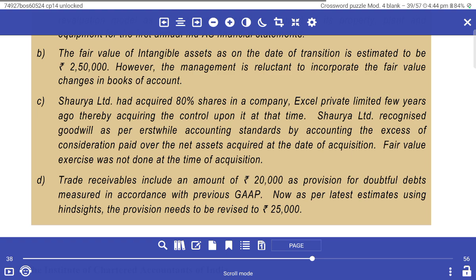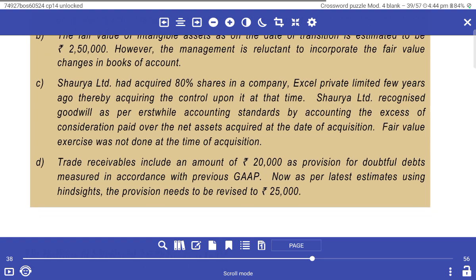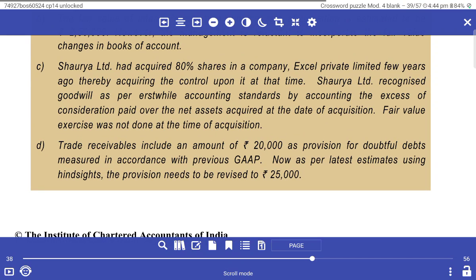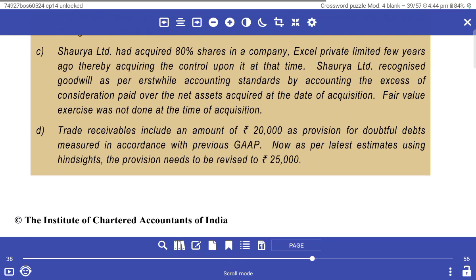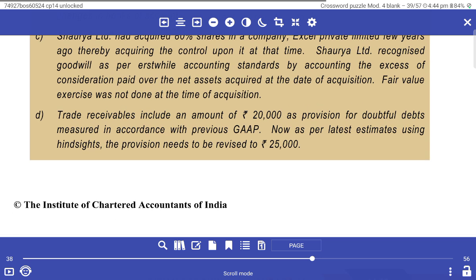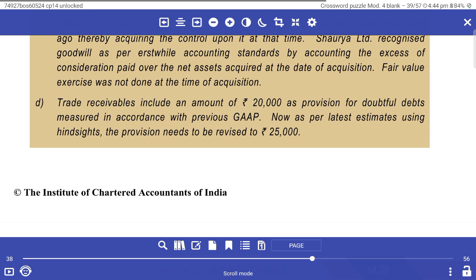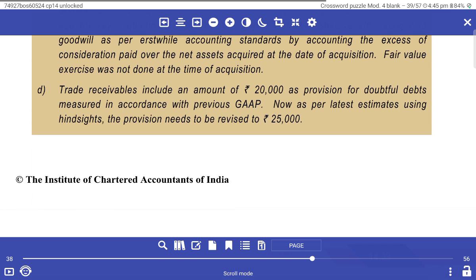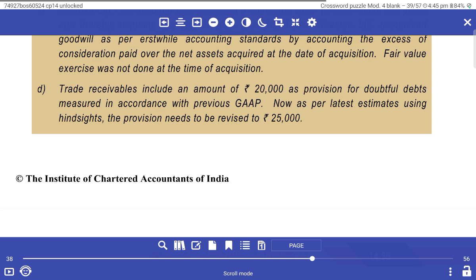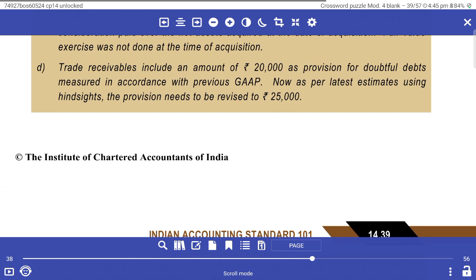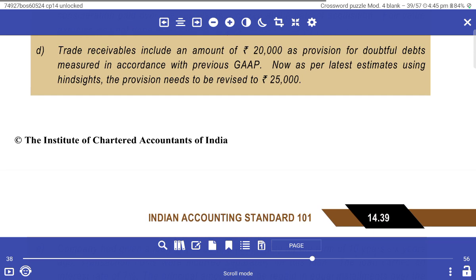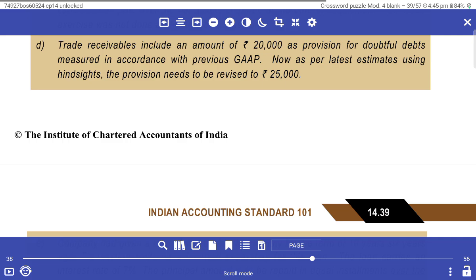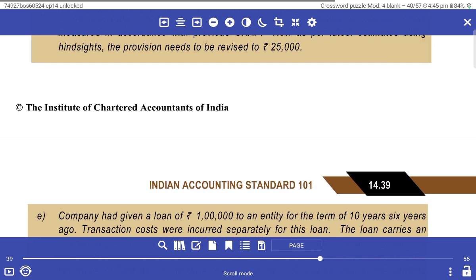However, management wants to incorporate fair value changes in the books of Shaurya, as it acquired 80% of the shares of Excel Private Limited a few years ago, thereby acquiring control of the company. Shaurya Limited recognized goodwill as per the previous accounting standard, being the excess of consideration paid over the net assets acquired at the date of acquisition, and the fair value exercise was not done at the time of acquisition. Trade receivable includes an amount of 20,000 as a provision for doubtful debts, measured in accordance with previous GAAP; as per the latest estimates, using hindsight, the provision needs to be revised.